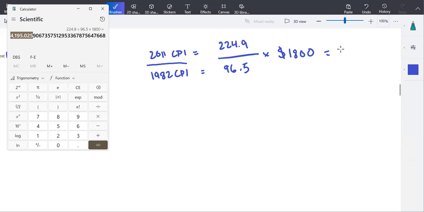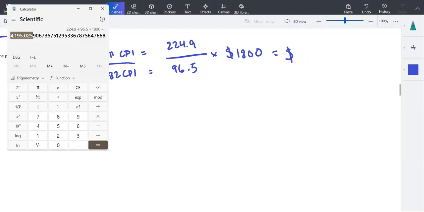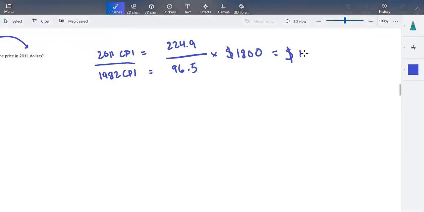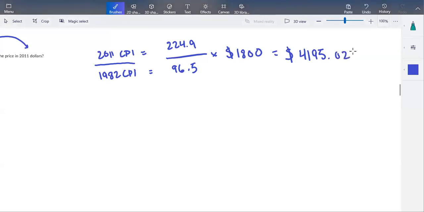So first, let's just round this to 2 decimal places. We have 4,195. And if you're going to round to 2 decimal places, you want to look actually at 3 numbers after the decimal point. And the 3 numbers after our decimal point are 0, 2, 5.